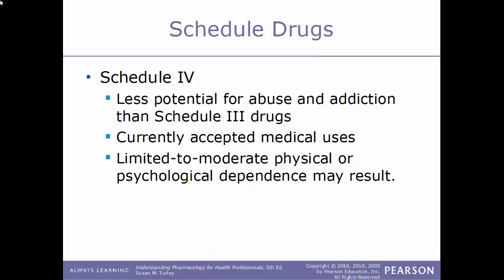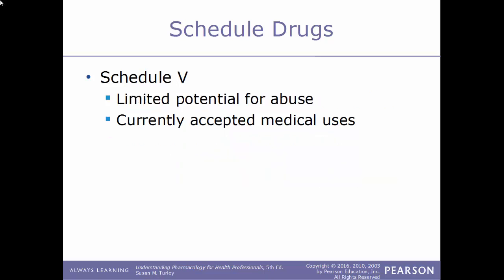There are currently accepted medical uses for this class, and these have a limited to moderate physical or psychological dependence that may result. Some examples here: Ambien, Ativan, Valium, Xanax. And then Class 5, a limited potential for abuse, and these are currently accepted medical uses for this class. Some examples here would be Robitussin, Lyrica.